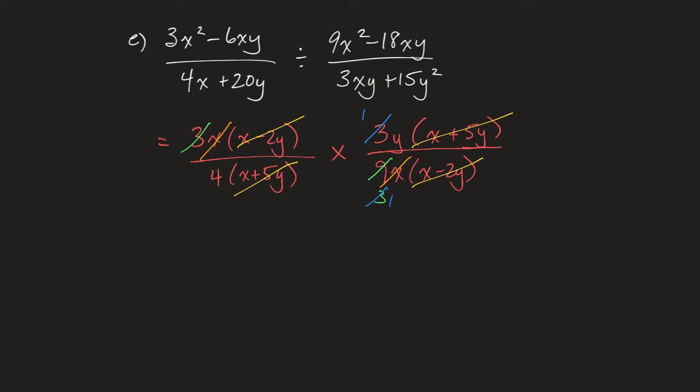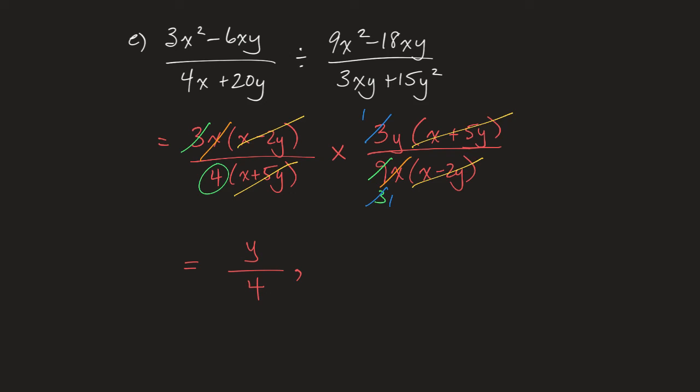Wow, that's a lot of things crossed out. Hopefully we can see through all of that and notice that the only factor that's left on top was a y, and the only factor left on the bottom was a 4. There we go. Now we didn't forget about restrictions, so I'm looking on my denominator.